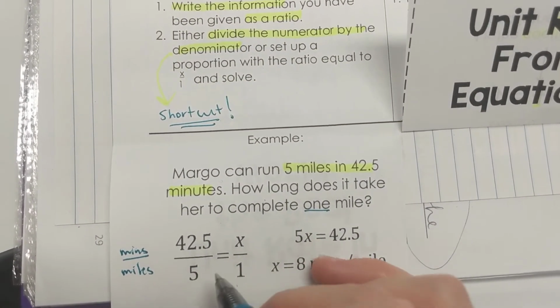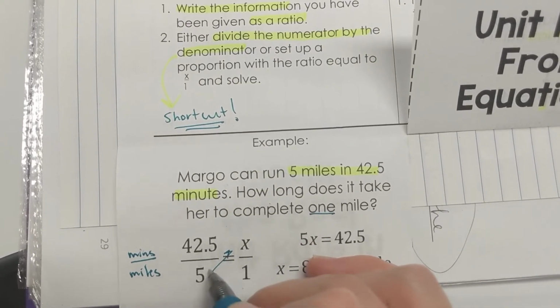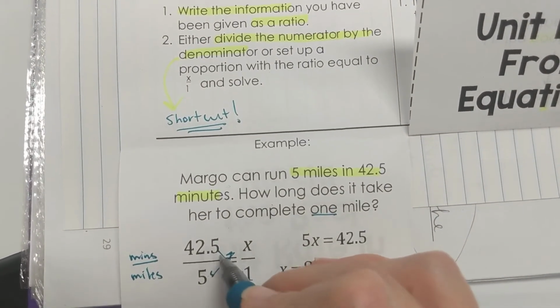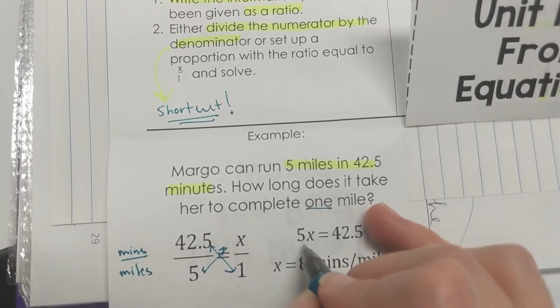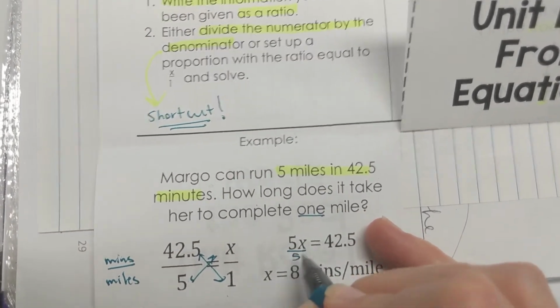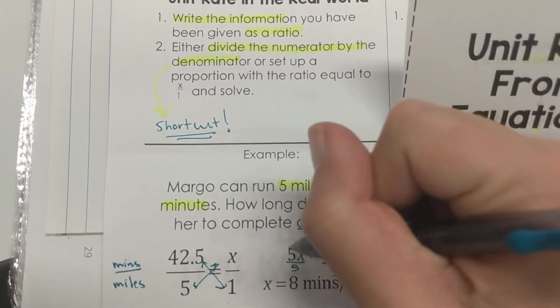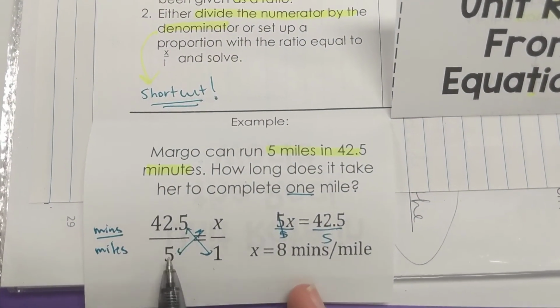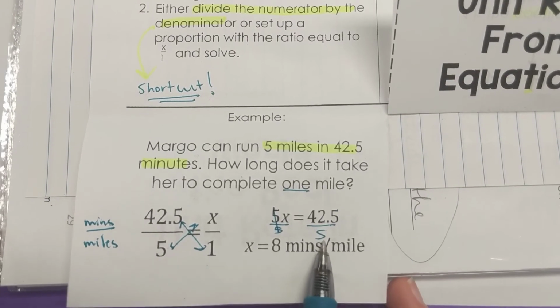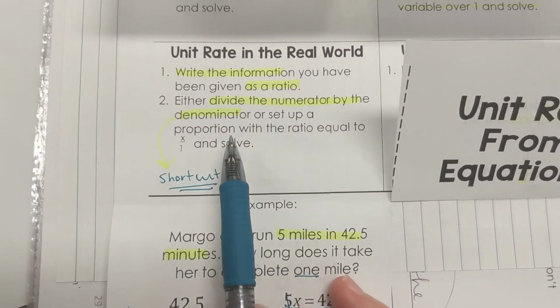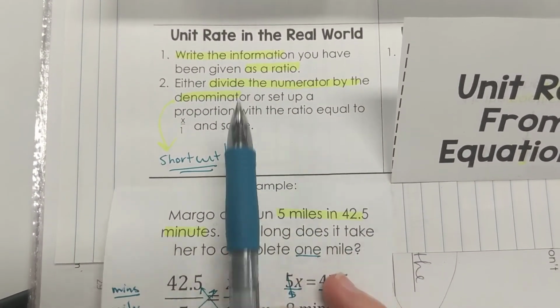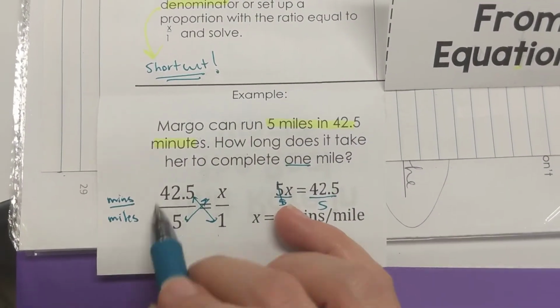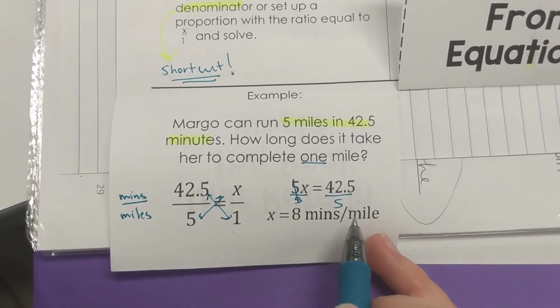I'm going to cross multiply. 5 times x gives me 5x. 42.5 times 1 gives me 42.5. When I divide both sides by 5, notice that I'm still dividing 42.5 divided by 5. Hence, when you have that, you just divide them. Boom, there's your shortcut. So if I'd have just stopped there and divided, I would have gotten 8.5 minutes a mile.